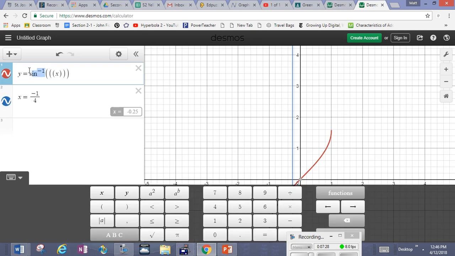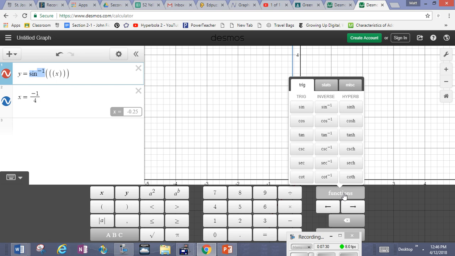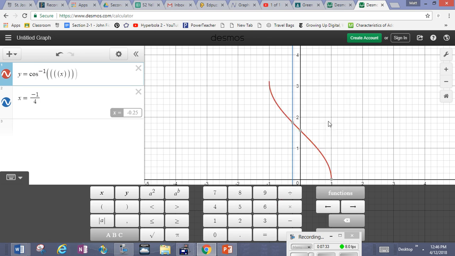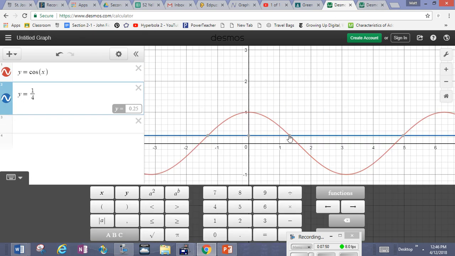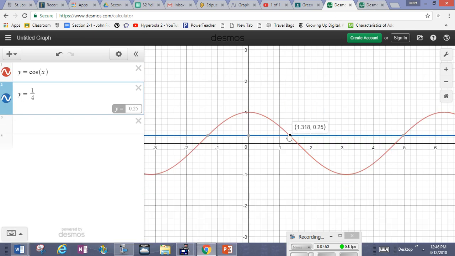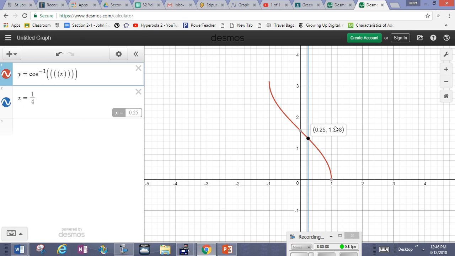We've got to go to our function key to get that inverse cosine. There's the inverse cosine. And again, we want to know where it is going to be positive 1/4. Look where it's going to give us. It's going to give us 1.318, which I bet is going to be this value. Yeah, that's the same thing.